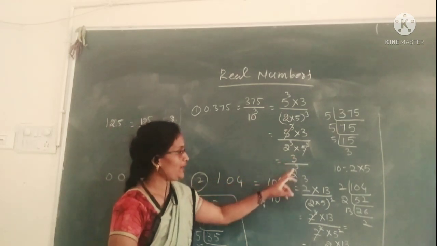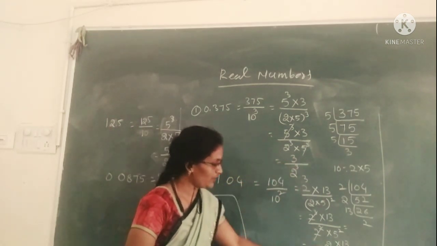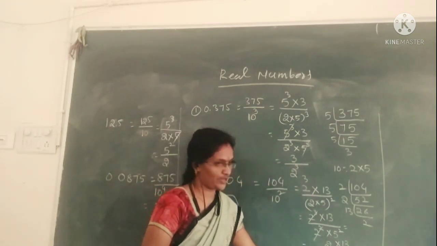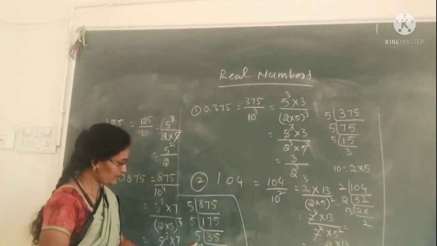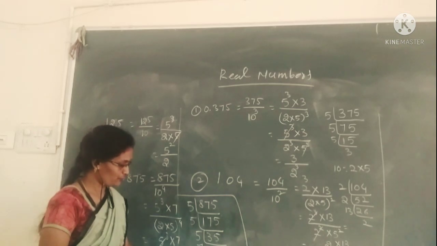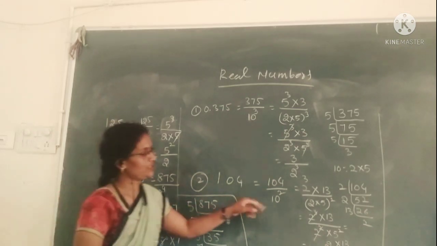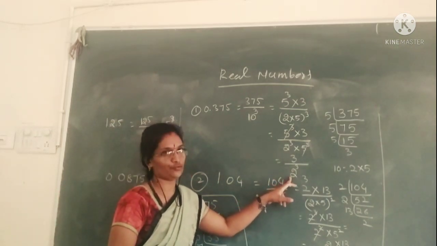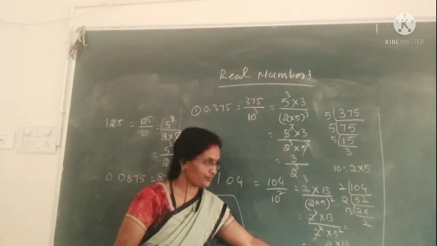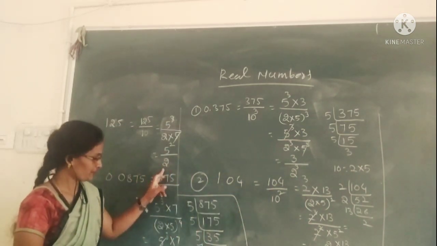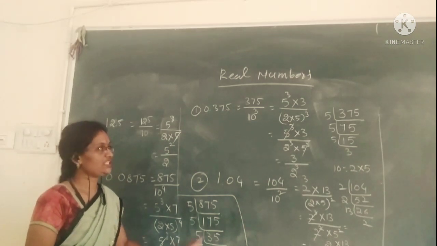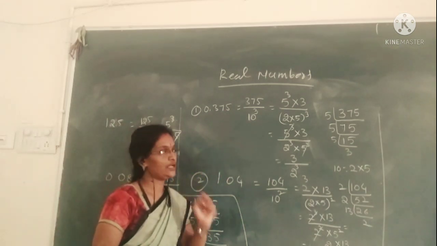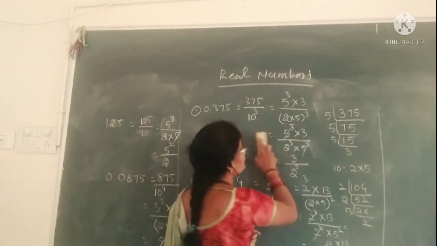So first of all 3 by 2 to the power of 3. Then the second one, 13 by 5 square. Then 5 square by 2. Then 7 by 2 to the power of 4 into 5. So we can observe all the denominators are a power of 2, power of 5, then power of 2, then power of 2 and 5 both. So these are all terminating decimals. Take some examples.